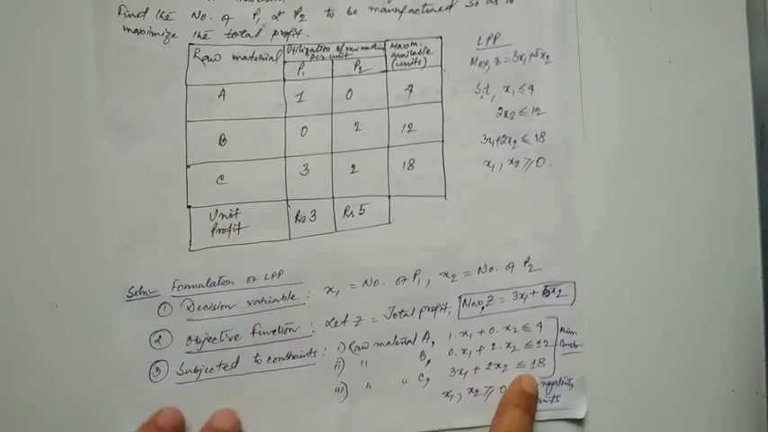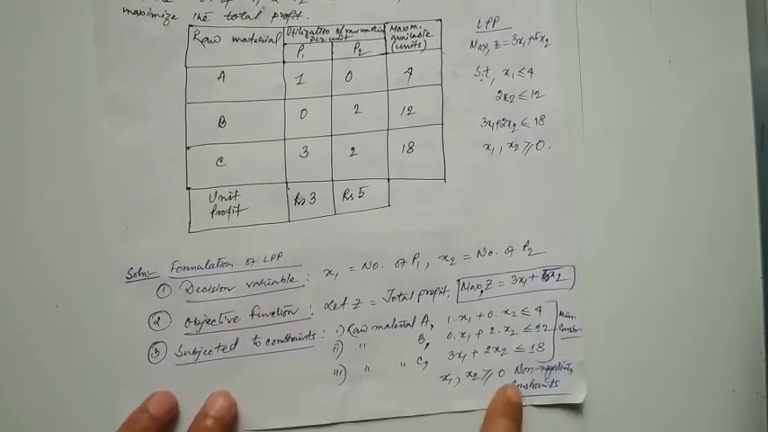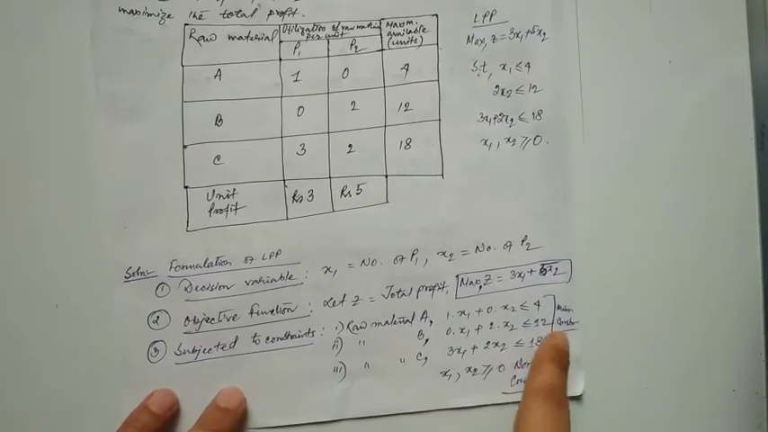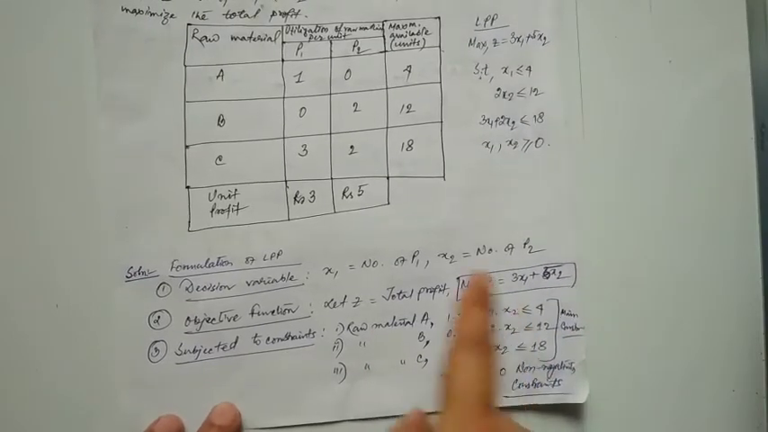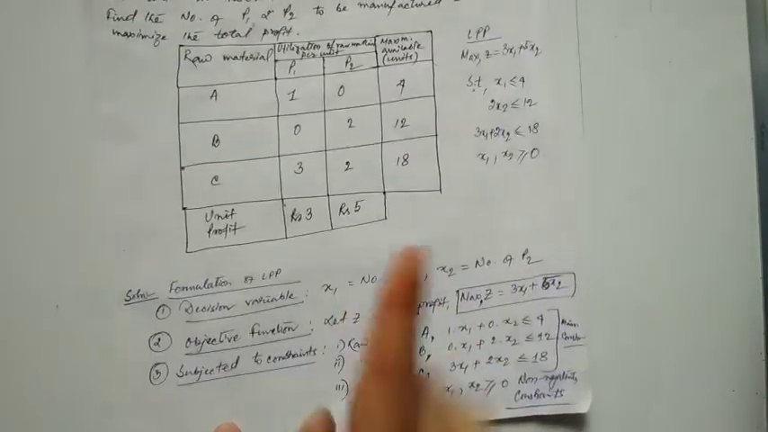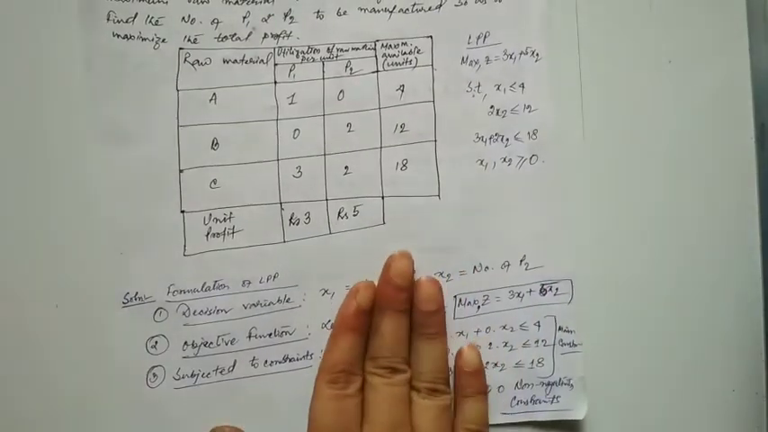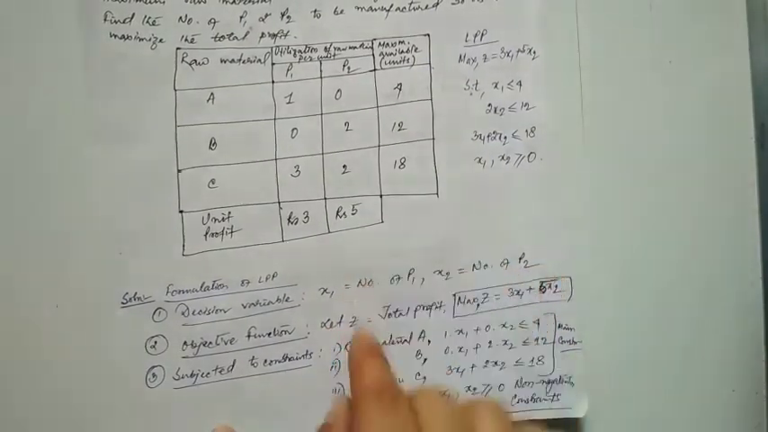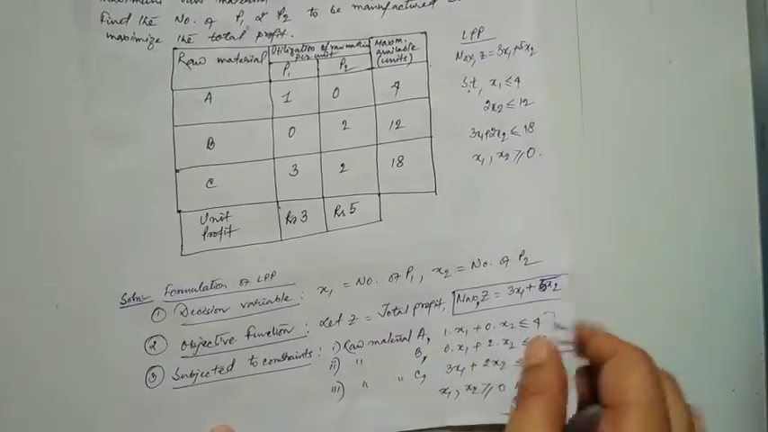We already have solved this. Okay, and x1, x2 greater than or equal to 0. So this portion is the main constraint and this is the non-negative constraint. This portion you already know how to formulate, the LPP. Now this particular LPP we are going to solve using the graphical method. So stick with the video till the end, so you'll have a clear idea of how to solve LPP using the graphical method. Okay, so let us start solving.